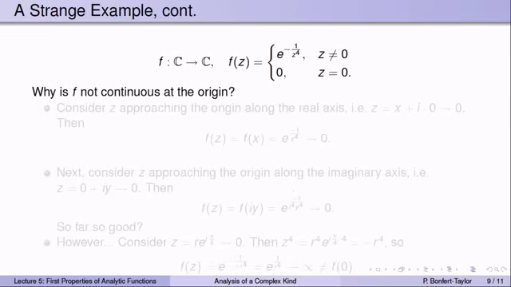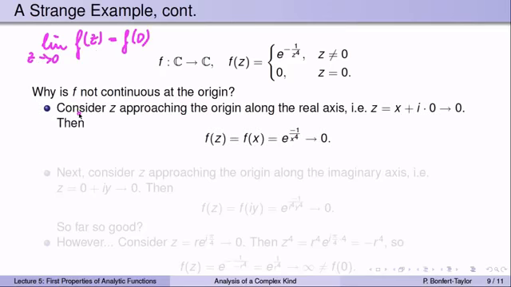What does continuity mean again? Continuity means that the limit of f of z, in this case as z approaches 0, should be equal to f of 0. That's what continuity would mean. The limit has to exist, and as z goes to 0, that limit has to equal f of 0. So we need to look at what happens as z approaches 0. What happens to f of z? Does the limit exist? And as always, we're going to look at z approaching the origin along some standard ways, along the x-axis, along the y-axis, and so forth.